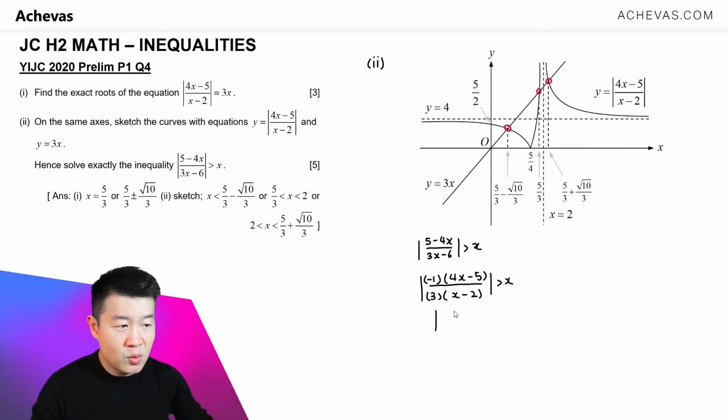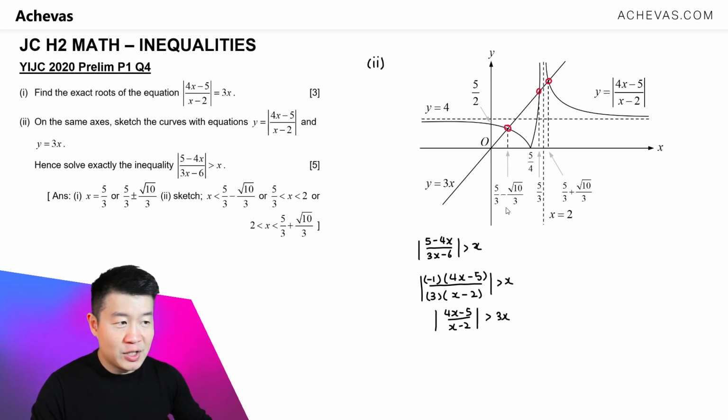So on the left-hand side of the inequality, we will now have (4x minus 5) over (x minus 2), and this is supposed to be bigger than 3x. We have the graph of y is equal to 3x here, so we can make use of the two graphs to solve this inequality. Based on the x coordinates of the intersections that we found in the previous part, we are looking for the x coordinates such that y of this is bigger than this, which is going to be this portion here.